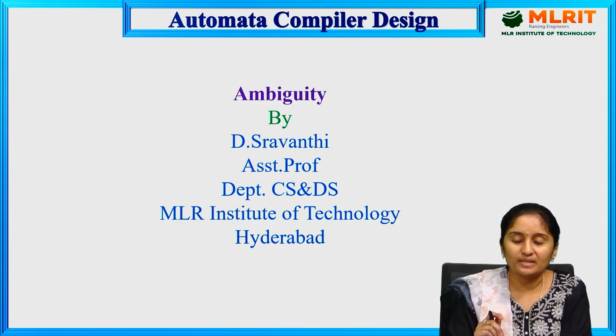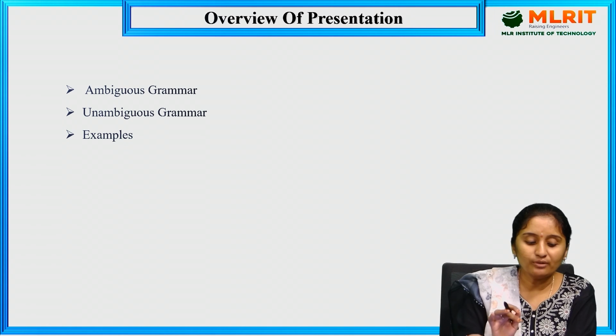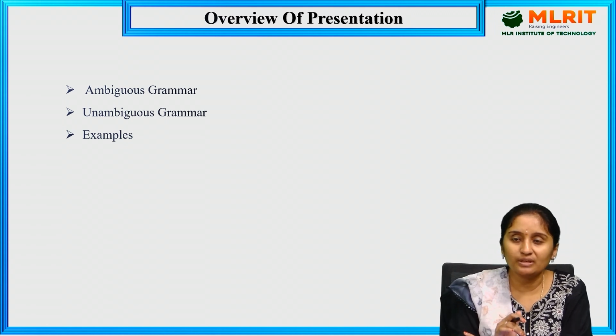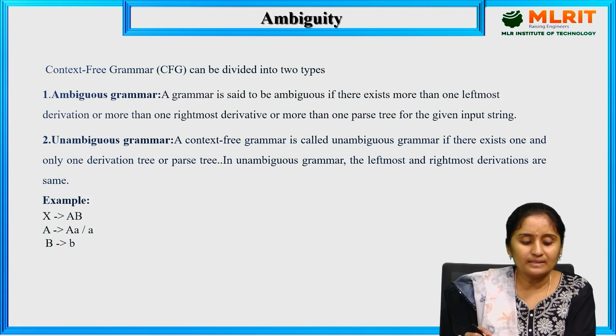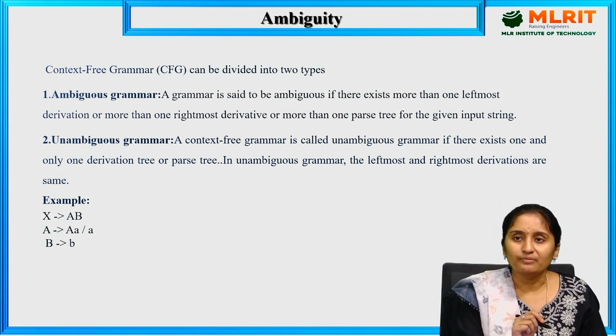Myself Sravanthi, working as an assistant professor in the Department of Data Science and Cybersecurity in MLR Institute of Technology. Today my topic is ambiguity. Here we are going to discuss what is ambiguity, what is ambiguous grammar, and what is unambiguous grammar with examples. So first let us learn what is ambiguity.